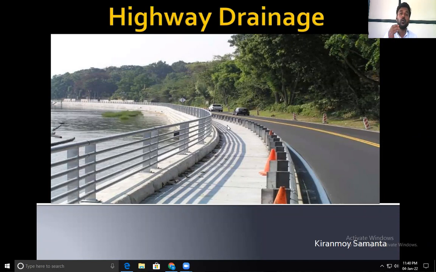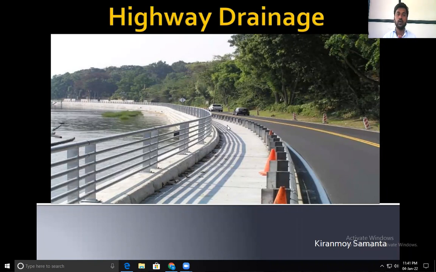Also, when the water enters into the pavement and goes to the subbase course and base course, what will happen? Due to the presence of water or moisture in that layer, the load bearing capacity of the soil is affected. So it is most important to avoid the entry of water into the pavements, so that the bearing capacity of the soil is maintained well, as well as the highway surface, because water also affects the highway surface.